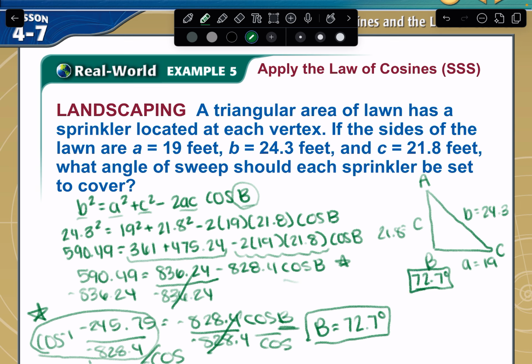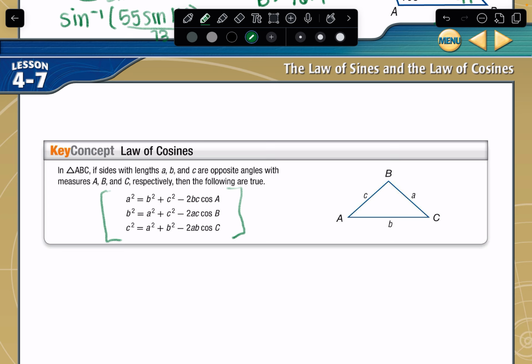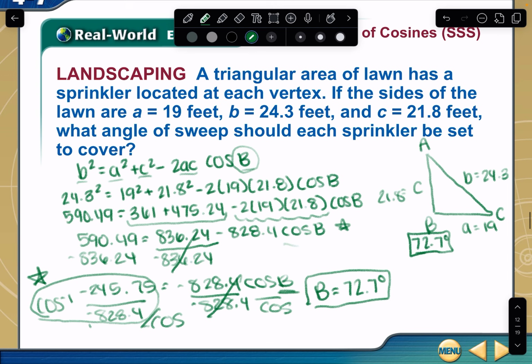So it does ask me to find the other two angle measures. It asks me to find the angle of each sprinkler. So my next step is really up to you. Because you need to find angle A, B, and C, technically you could use law of cosine. The first formula, so looking back up here, would find angle A, this finds angle B, and then your third one finds angle C.